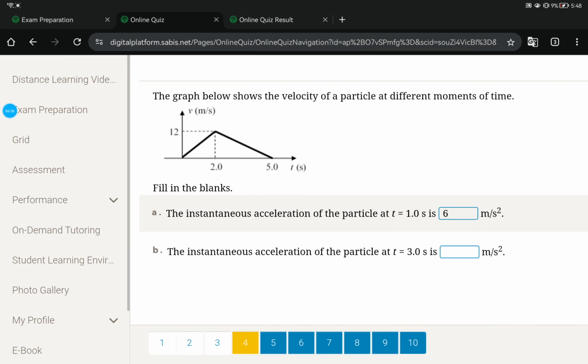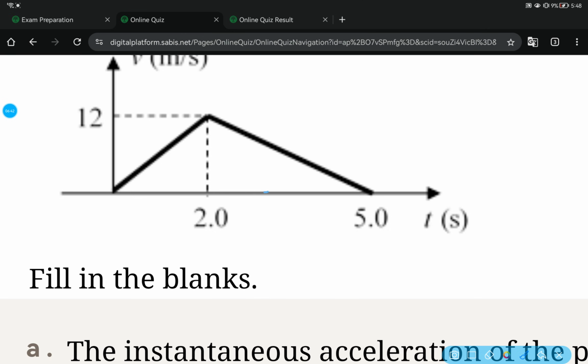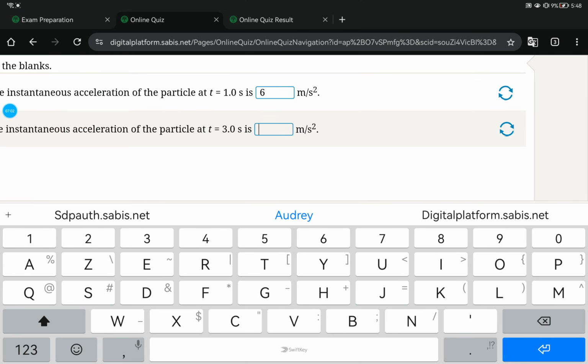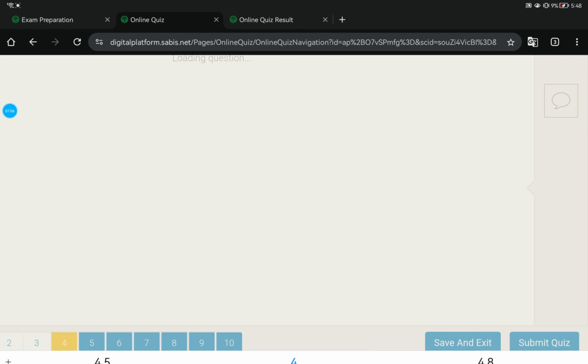The instantaneous acceleration of the particle at time 3 is, so let's say time 3 is around here, so following the line, 5 minus 2 over 0 minus 12, so you get negative 4, which is the answer.